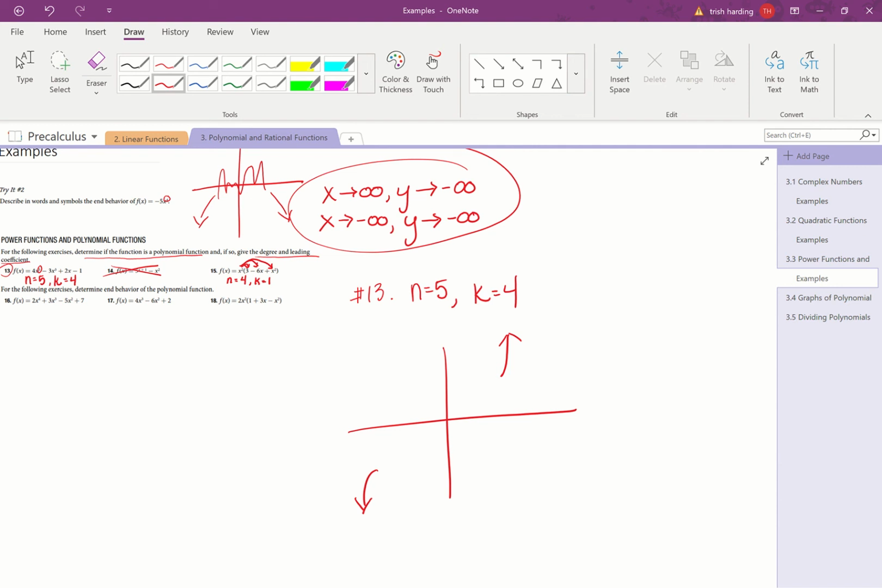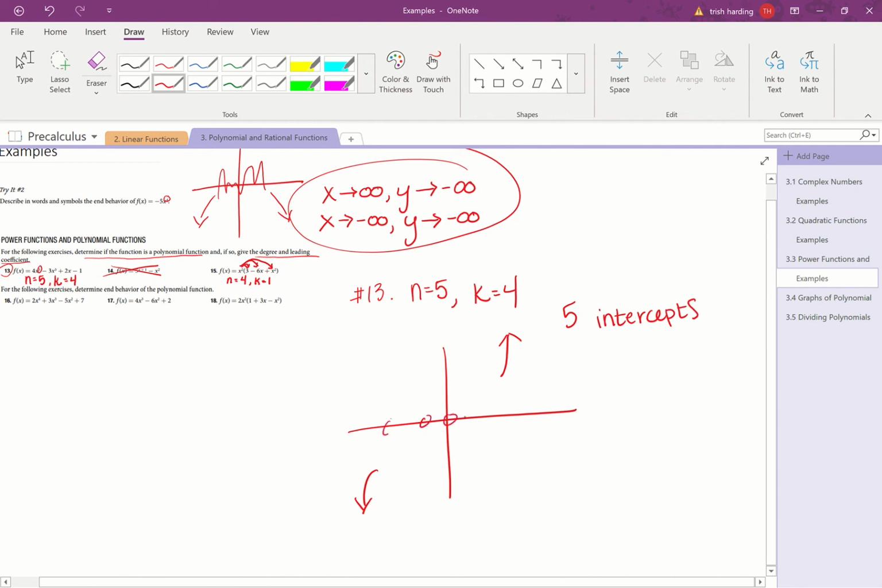What this also tells me is that we will have 5 intercepts. So it will cross at 5 points. I don't know what they are, I'm just kind of guessing. And it will have 4 turning points. So it will have 4 vertex-like points.